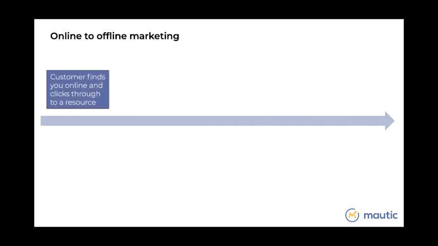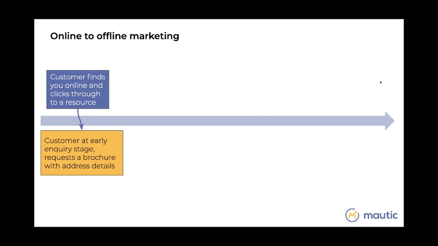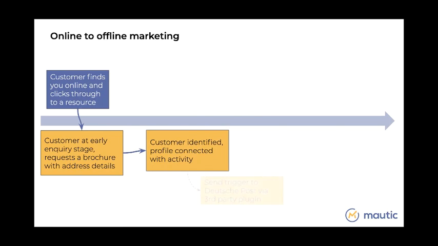So let's talk about how you can merge online and offline together when using Mautic. A customer finds you online and clicks through a particular resource. At the early stage, the customer requests a brochure with address details. Getting the address details, you can match that identity with the activity the customer performed on your website.